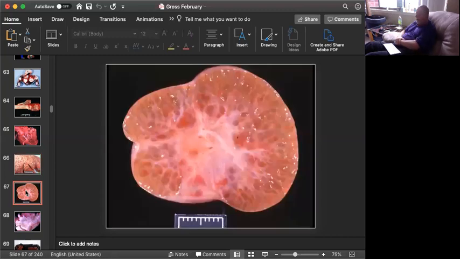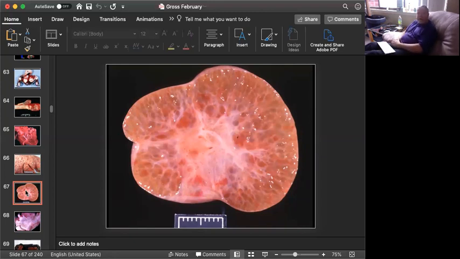Slide number 5 is also from a sheep, and this is from a lamb. Can you give me a morphologic diagnosis? Okay, time's up. This is an excellent picture of a polycystic kidney.